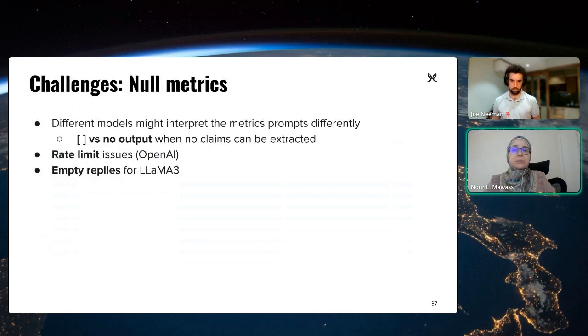Also, some challenges that you have to keep in mind when you run this type of experiment or try to use RAGAS or others for evaluation is that sometimes you get null metrics for multiple reasons. Sometimes the models will refuse to answer or will give you an empty list when trying to extract statements from answers. Sometimes you get rate limited, so you get a null unless you manage that somehow.